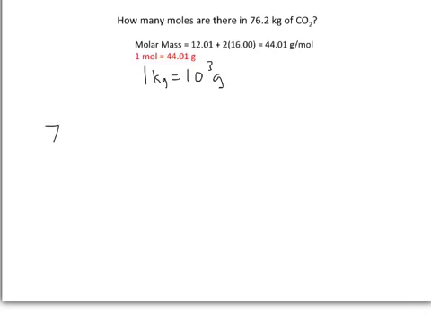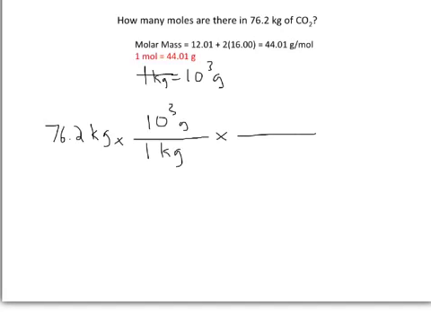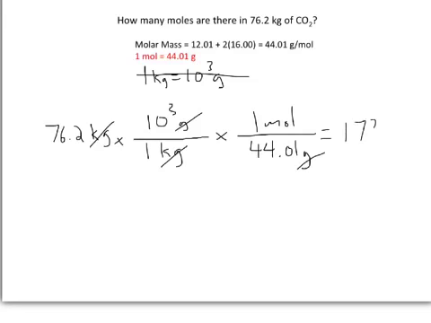So now I'm ready to do my conversion. I've got 76.2 kilograms. So I need kilograms in the denominator. That means 10 to the 3rd grams will go in the numerator. So I've used that conversion factor. And now I have grams in the numerator, so I need grams in the denominator. So I have 44.01 grams, which is equivalent to 1 mole of carbon dioxide. So kilograms cancel, grams cancel. I'll be left with moles, which is what I'm looking for. And when I multiply this out, I get 1,730 moles.